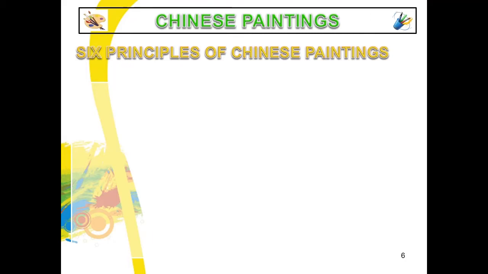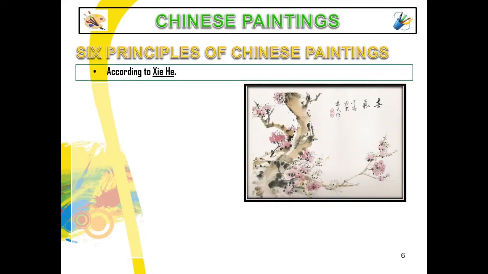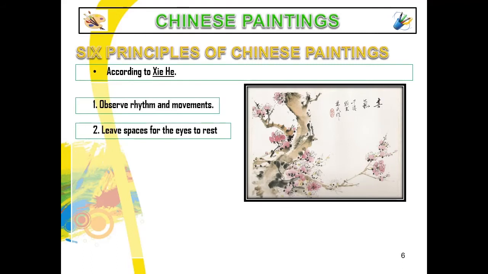Now, the six principles of Chinese painting, according to Shihei, is they observe rhythm and movements. Number two, leave spaces for the eyes to rest. Looking at the Chinese painting with a lot of spaces makes it more relaxing. Number three, use brush in calligraphy. Yes, they always use brush, not sign pen, not the marker, but they only use brush.